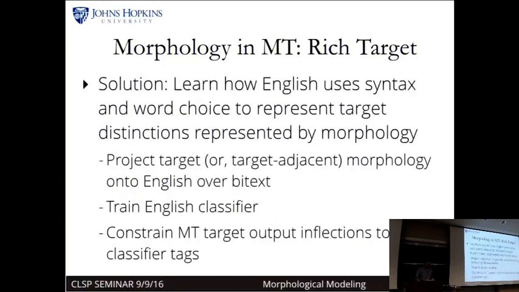But another thing we could try is to learn how English uses syntax and word choice to represent the target semantic distinctions represented by morphology in the rich morphology language. So the idea is to project the target morphology onto English, or a language related to the target language, train an English classifier to tag English words as if it was Russian or Czech, and then use the classifier output as features to constrain MT.